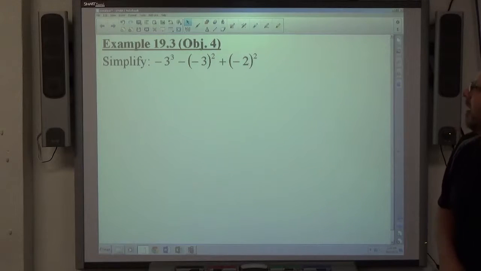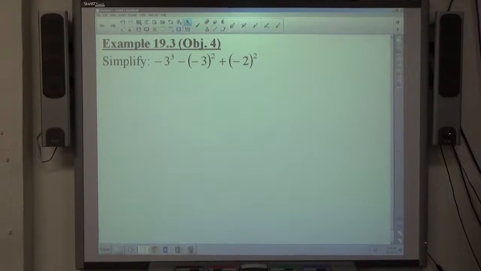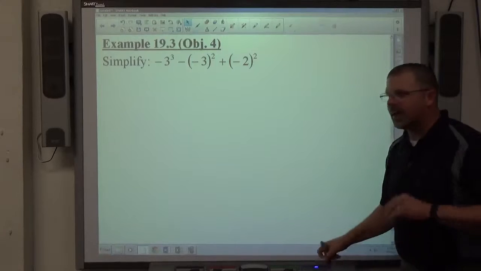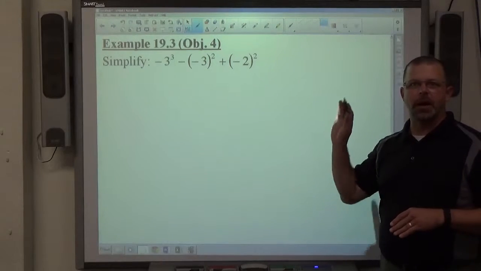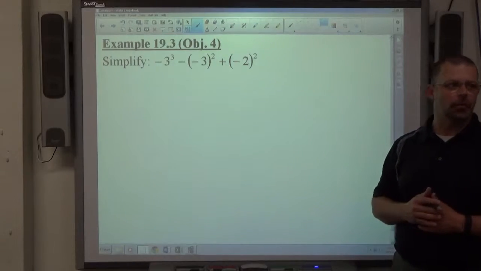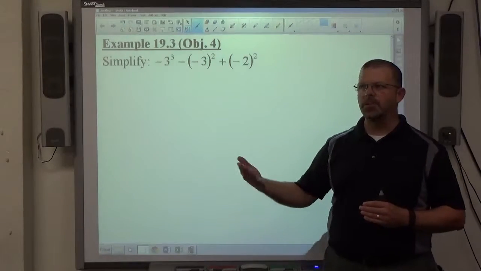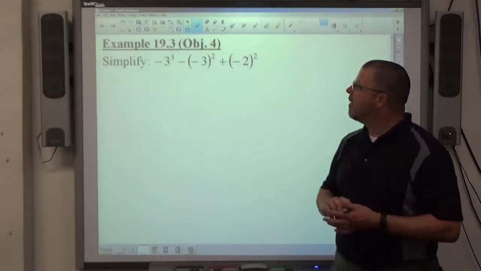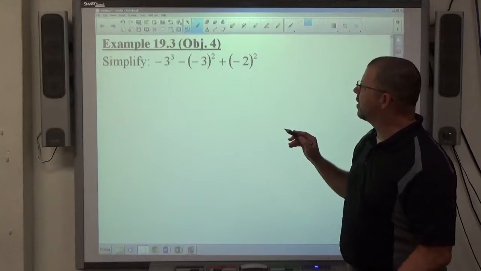Example 3. Simplify negative 3 cubed minus negative 3 squared plus negative 2 squared. Now, one thing I want to try and get across to you about numerical expressions that might make it easier for you. The last step of the order of operations is add and subtract, right? If you can pick out your addition and subtraction, it's easier.